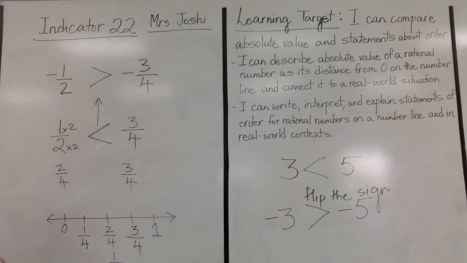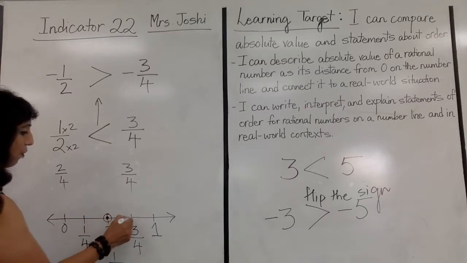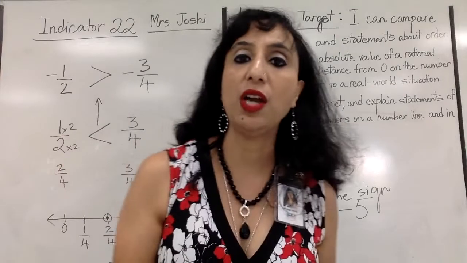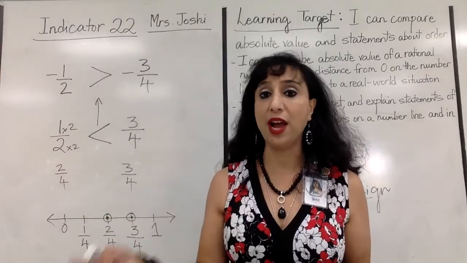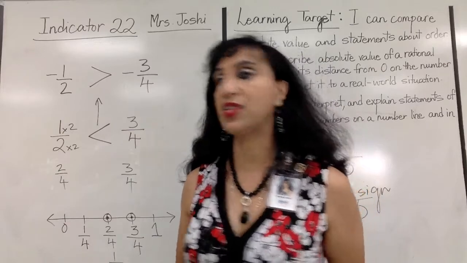So if I was plotting this on a positive number line, I have 1/2 here, 3/4 here, and so 3/4 is to the right of 1/2 on the number line. So if it's positive fractions, 3/4 is greater. Now look what happens on the negative side.